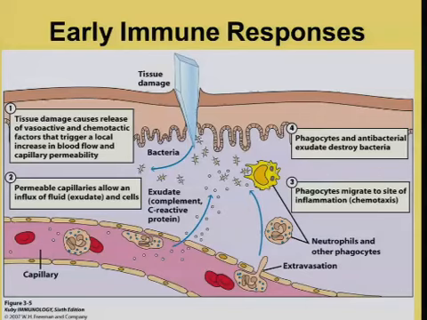All right, so the first initial response is usually an inflammatory response, which in turn causes the release of a whole bunch of different vasoactive and chemotactic factors, which induce the first initial spurt of inflammation. Now, this in turn induces various different functions. For example, it increases capillary permeability.